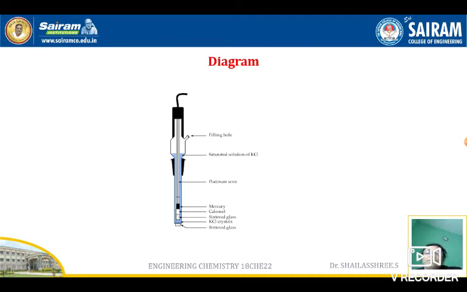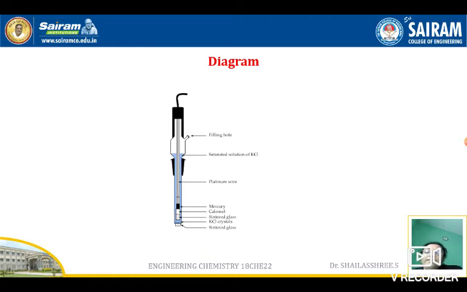What happens after long usage is that the electrode sometimes gets dried, or the solution present inside the electrode may leak, or some other problems happen. So the electrode will not work. In such situations, we have to make a new KCl solution and fill it through the side tube.